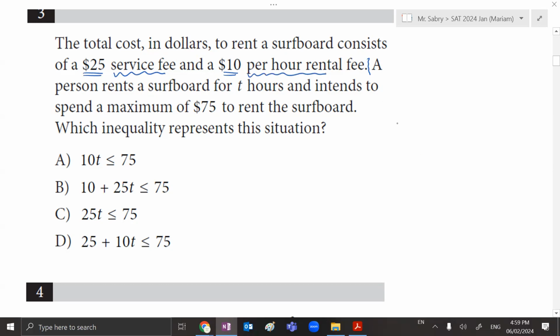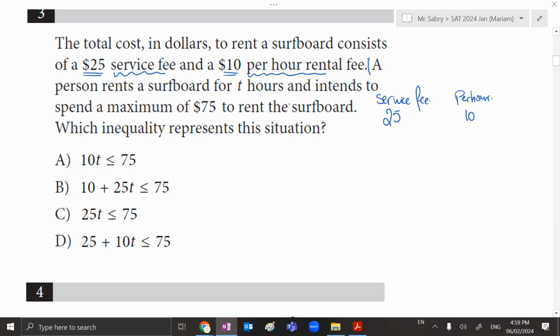So that's $35 per hour? Is that the case? Is that what they said? Is it $35 per hour? No, it's $10 per hour. For the one time they pay 25. Perfect. So the service fee is paid only once, but what's paid per hour is the $10.